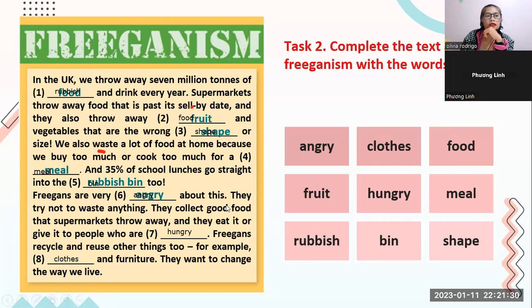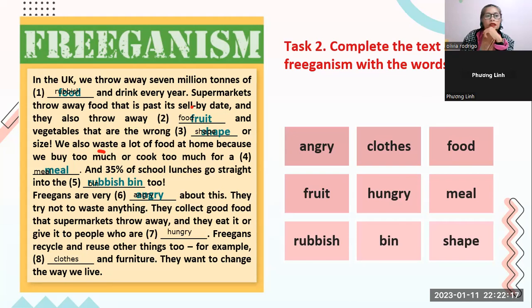Okay, and so they get angry, Lihn, because freegans are the ones who receive free food. But other people try to put all their lunches straight in the rubbish bin. Freegans are very angry about this. Yeah, they're very angry. They try not to waste anything. But people, even in your school, maybe, other children, if they will not eat the biscuits or the bread, they will put it in the rubbish. If the freegan can see that, the freegan will get angry, because they try not to waste anything.